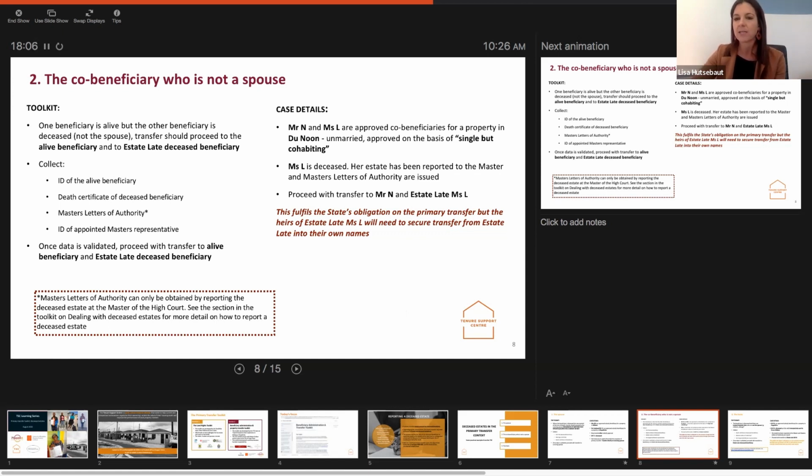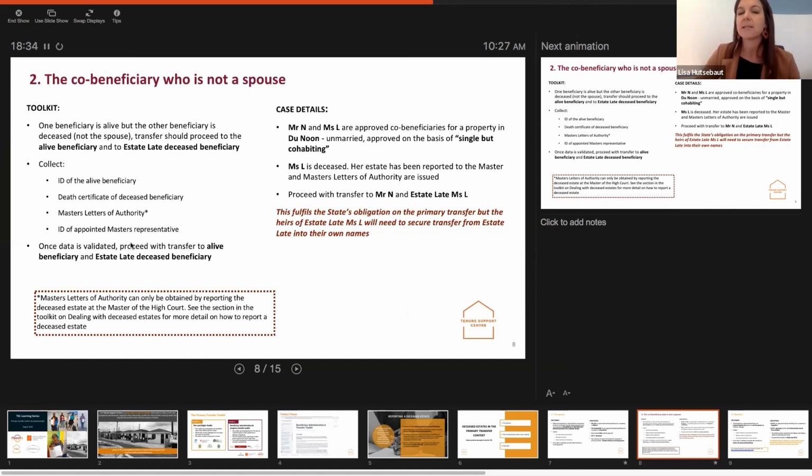My primary transfer has happened, I've transferred it to somebody. It unfortunately doesn't help the heirs of Miss L's estate, because the property is then registered in her estate. They would then still, independently of this primary transfer process, need to go and get some legal assistance in transferring that share of the property out of the estate into their own names.